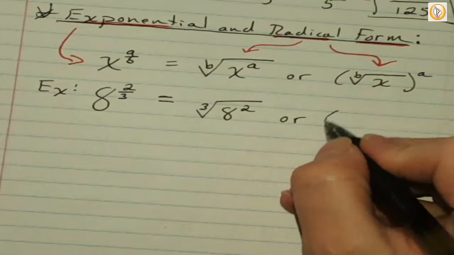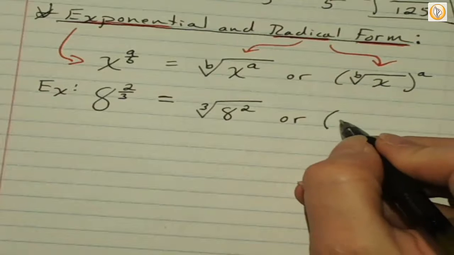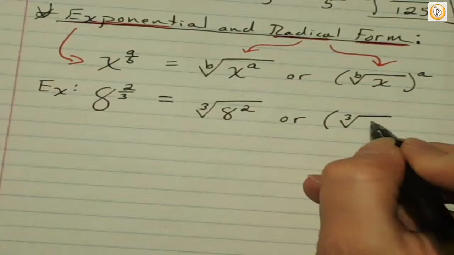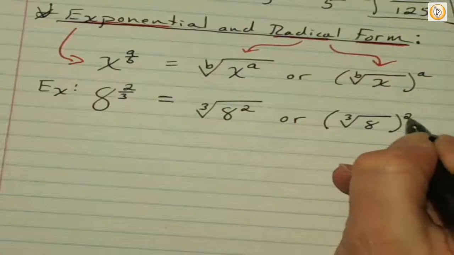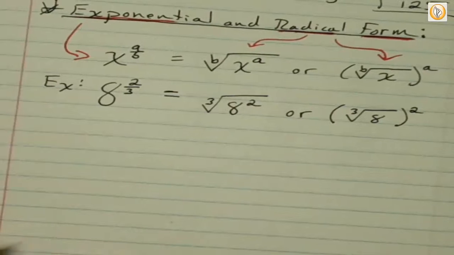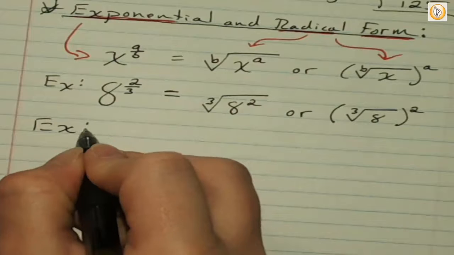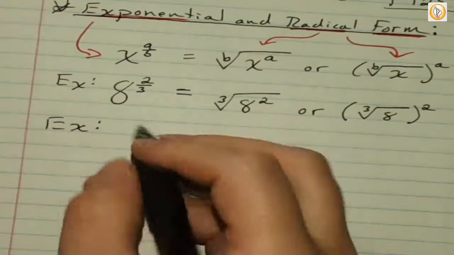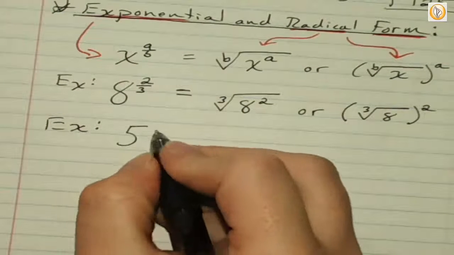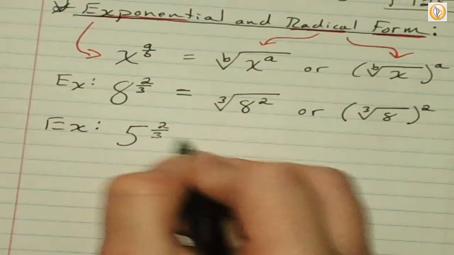Or we would do the same thing, but put the 2 out here. Y'all see that? What if I do 5 to the 2 over 3?